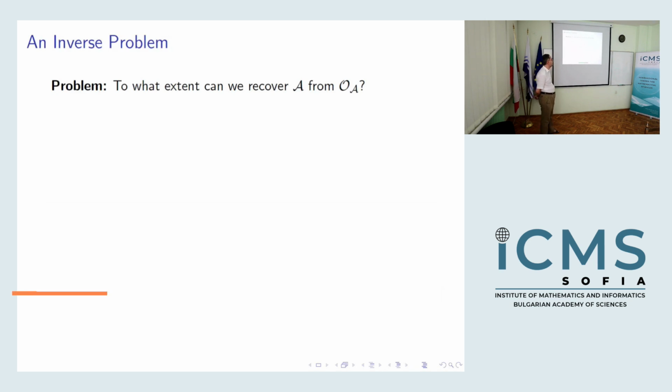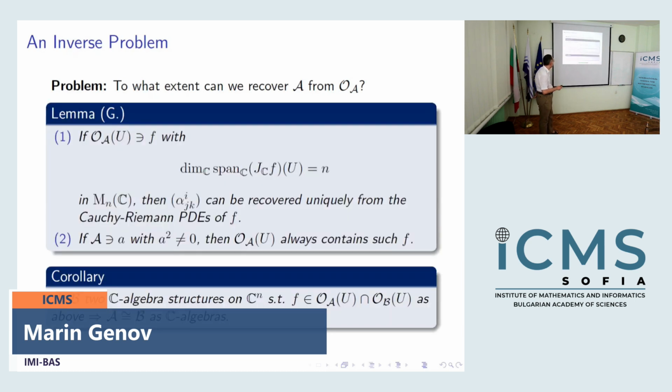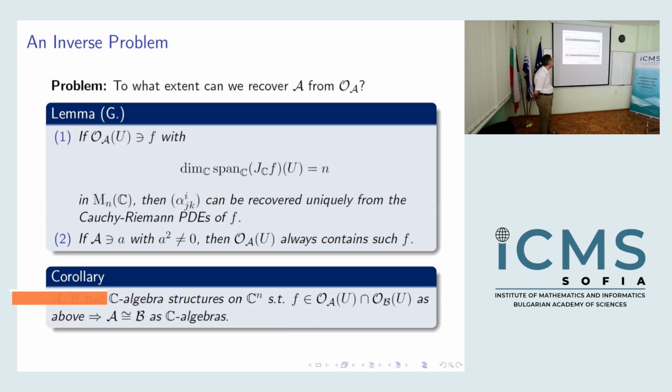So to what extent can one recover the algebra from the sheaf of differentiable functions? And there is an answer to this question. If we have an A-holomorphic function, and if it satisfies this additional condition, then if we can find n points in the open subset U such that the Jacobian matrix of F, when evaluated at these points, produces n linearly independent matrices in M_n(C), then the structure tensor can be recovered from the Cauchy-Riemann equations of F.